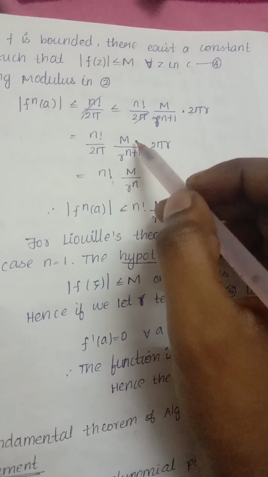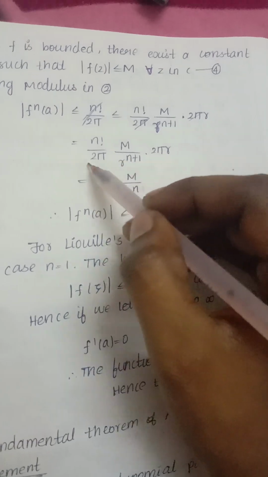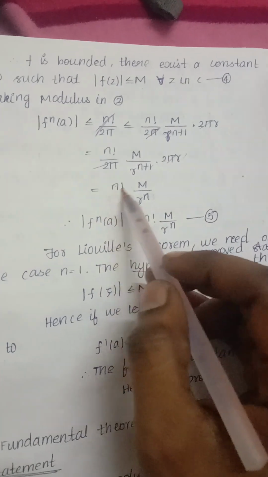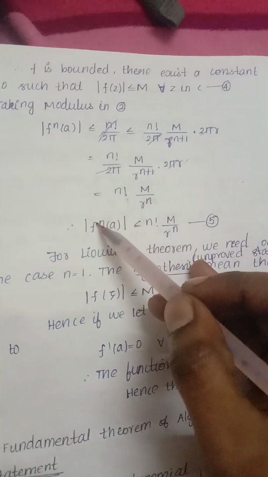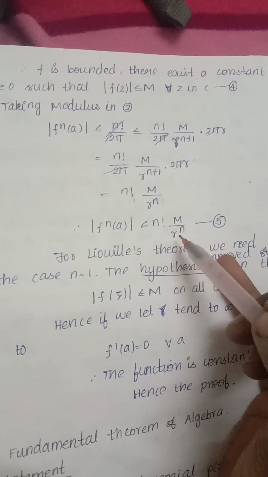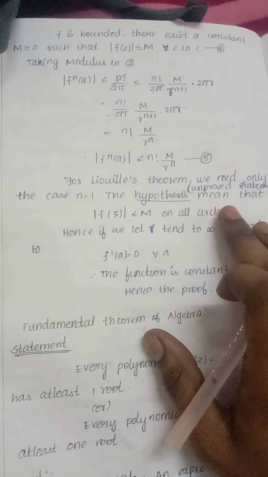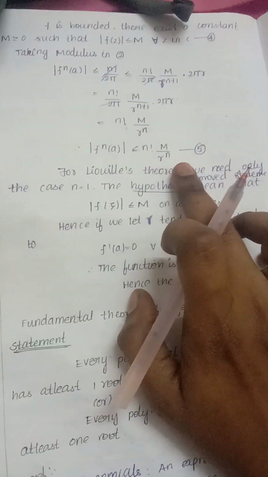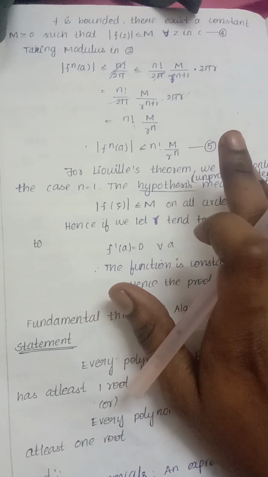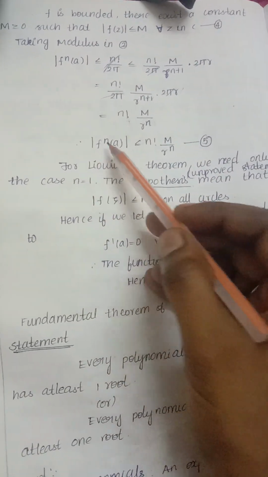We cancel the common terms. So we get n factorial divided by 2 pi times M divided by R to the power n plus 1 times 2 pi R. Cancelling the common terms and one R, the remaining terms are n factorial M by R to the power n. So modulus of f^n(a) is less than or equal to n factorial M divided by R to the power n. For Liouville's theorem we need only the case n equal to 1. We have to prove the function is constant, so if the first derivative is zero, the other derivatives will also vanish. So we consider the case n equal to 1.